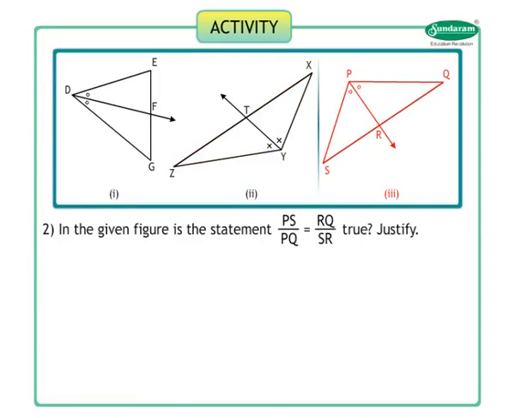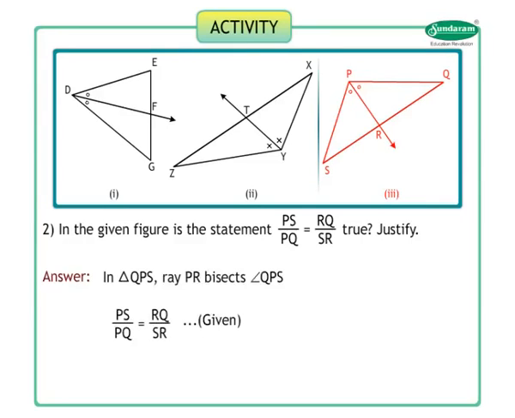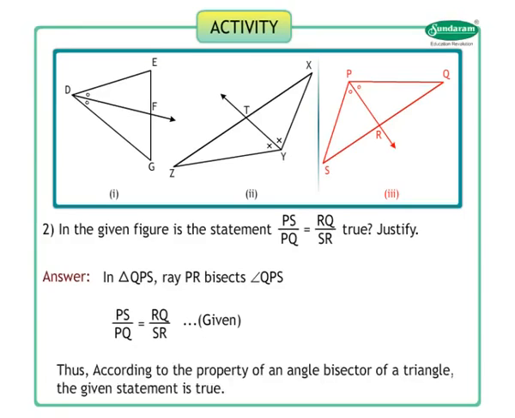In the given figure, is the statement PS upon PQ is equal to RQ upon SR true? Justify. Answer. In triangle QPS, ray PR bisects angle QPS. It is given that PS upon PQ is equal to RQ upon SR. Thus, according to the property of an angle bisector of a triangle, the given statement is true.